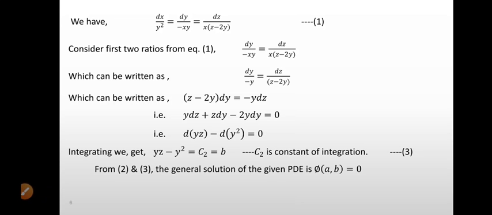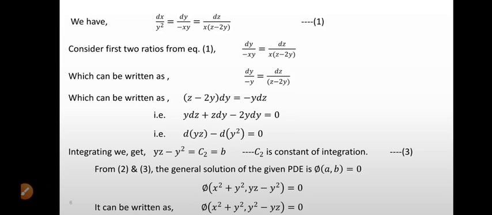Now we can write the general solution as phi of a, b equal to 0, that is phi of x square plus y square and yz minus y square equal to 0. You can write this second term as y square minus yz. So you can write this solution as phi of x square plus y square comma y square minus yz equal to 0. So this is about the second example solution.